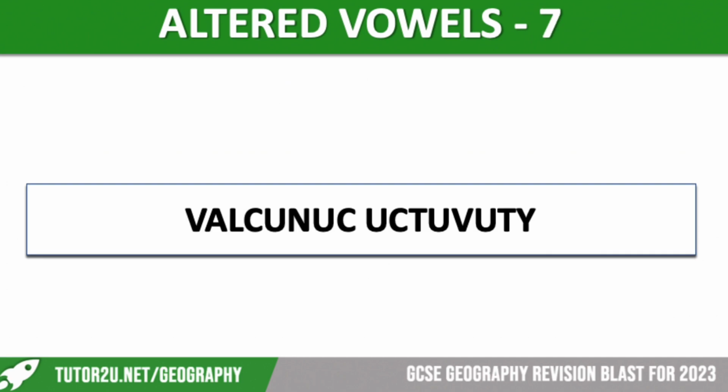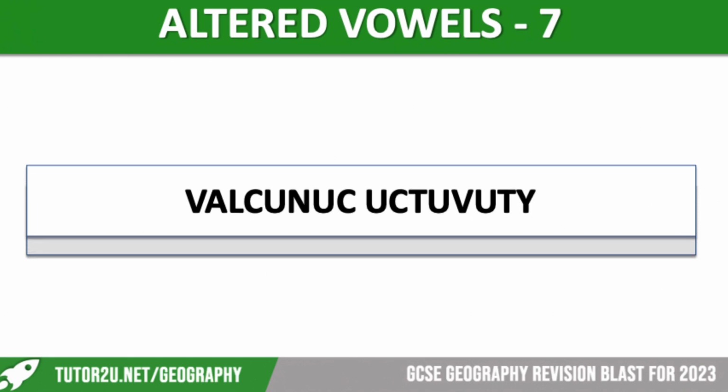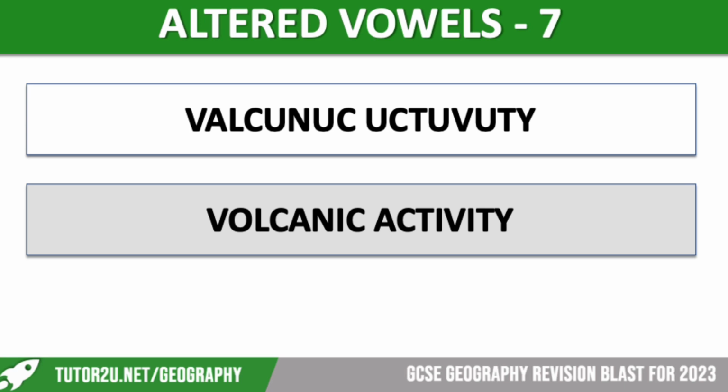Here's our next one. Have you worked this one out? Let's reveal. It is volcanic activity. So when volcanoes erupt in an explosive fashion, they send huge amounts of lava, ash, gases, and rocks into the atmosphere.